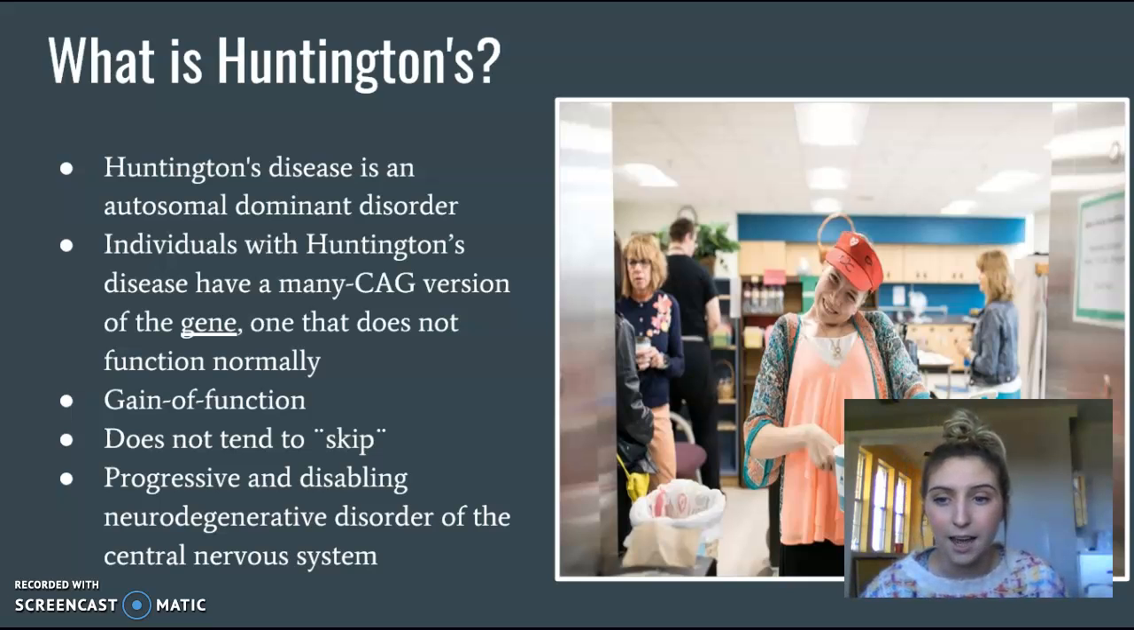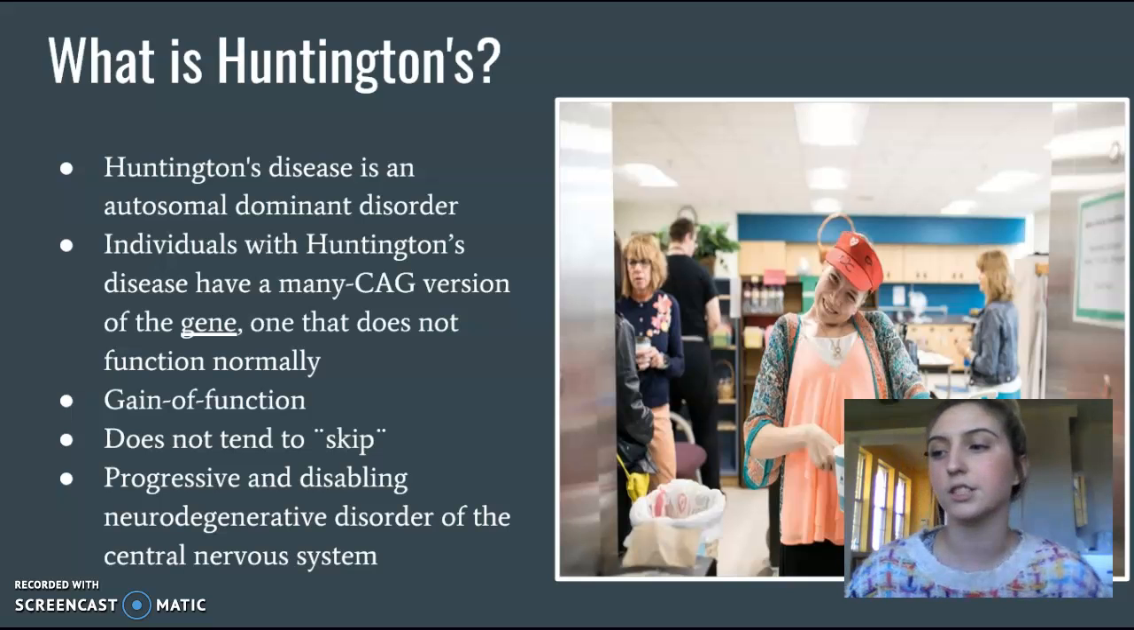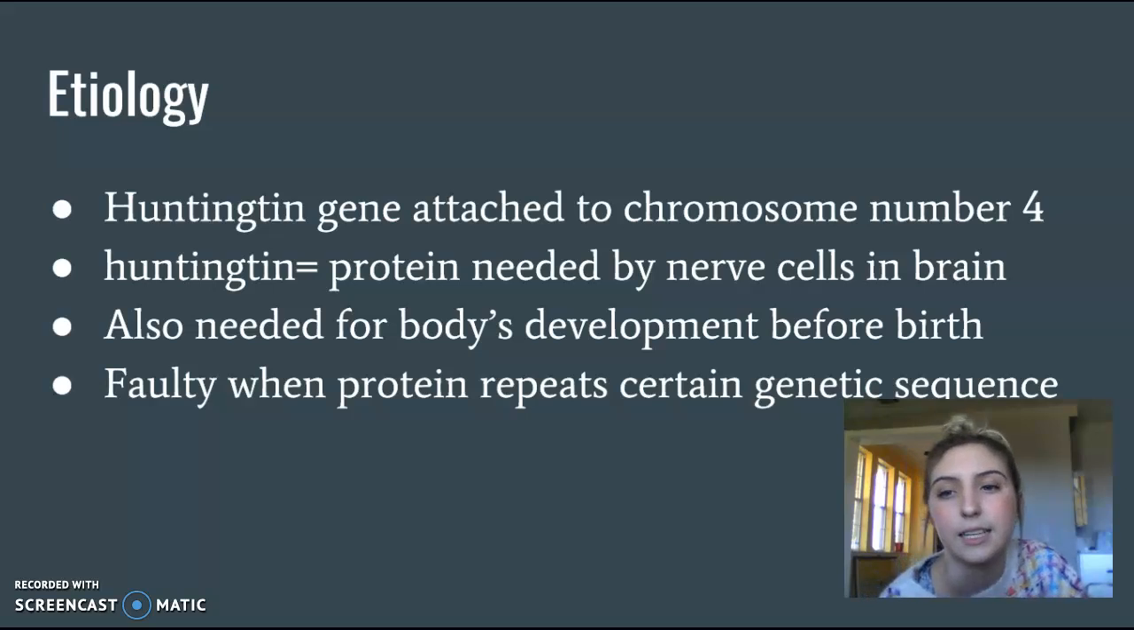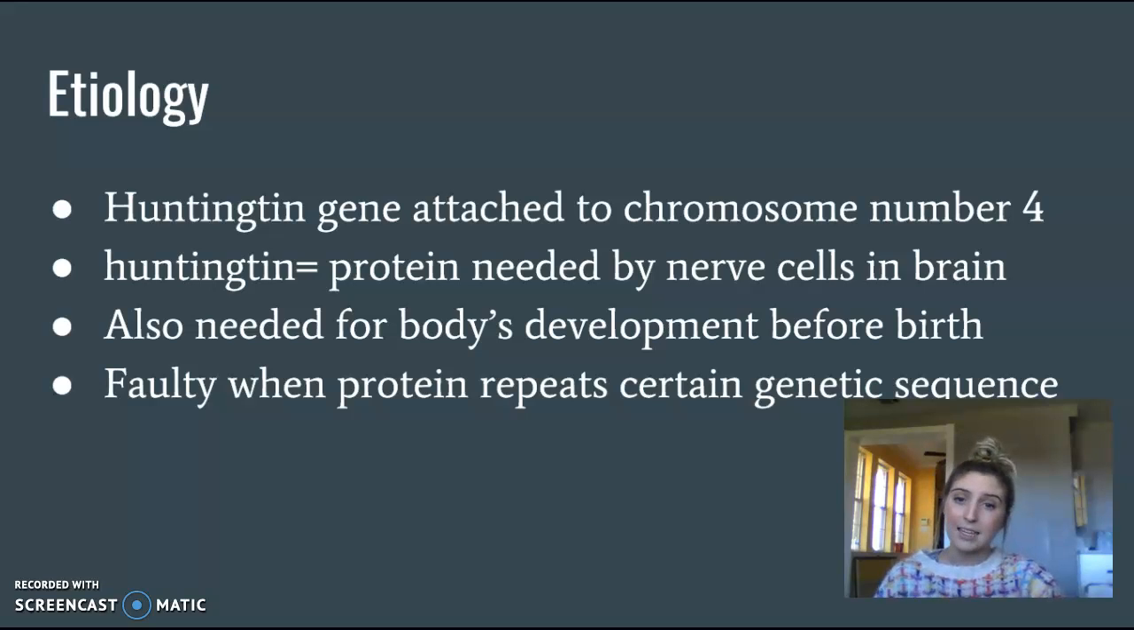Since this is inherited, it usually does not tend to skip a generation. It tends to flow every generation. So the etiology behind Huntington, the Huntington gene, so not the disorder itself, is attached to chromosome number 4, and huntingtin is a protein needed by nerve cells in the brain. It is used for the body's development before birth, and it becomes faulty when the protein repeats a certain genetic sequence too many times.